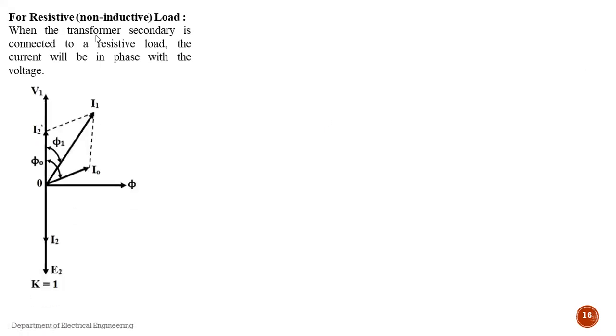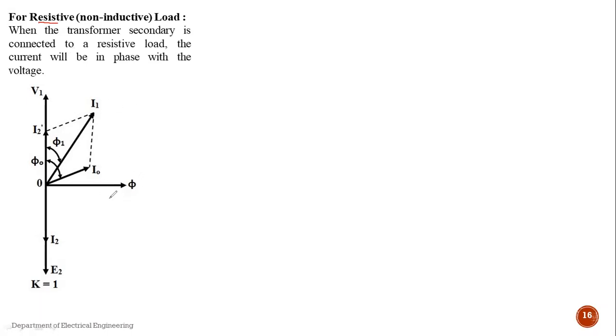See, for resistive load, that means resistive load is nothing but non-inductive load. When the transformer secondary is connected to the resistive load, the current will be in phase with the voltage. Voltage and current in phase असतील. Okay, so we will draw the characteristics, or the phasor diagram, for that. See, this is the phasor diagram of the transformer when the transformer is on load condition and the connected load is resistive load.